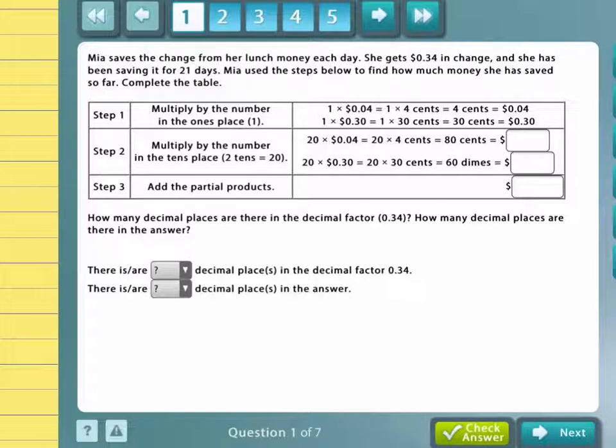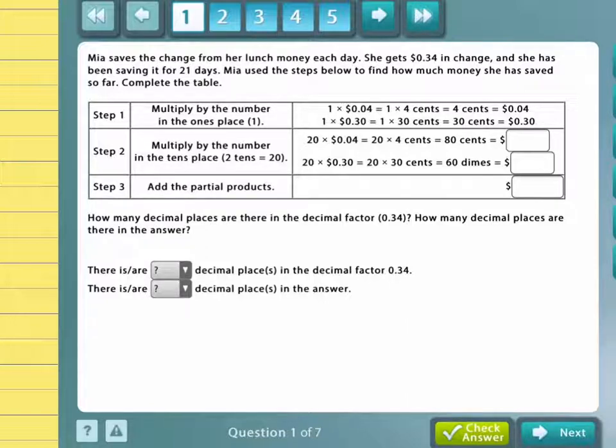Let's complete the table. So first we're going to multiply by the number in the ones place. So 1 times 4 cents is 4 cents. 1 times 30 cents is 30 cents. Step 2, multiply the number in the tens place. 20 times 4 cents equals 80 cents, and 20 times 30 cents is 600 cents, which is 60 dimes, or $6.